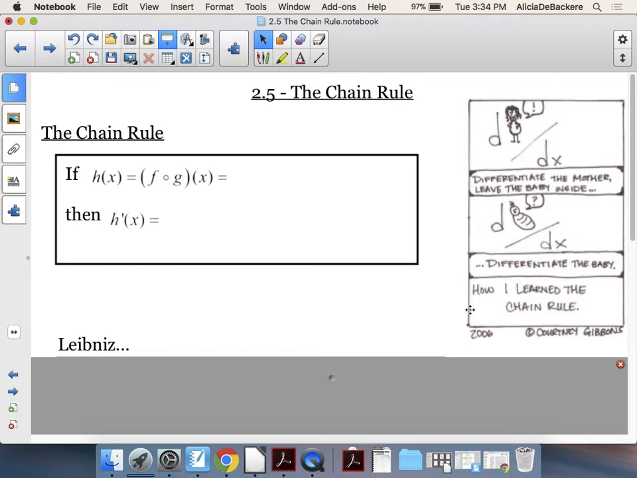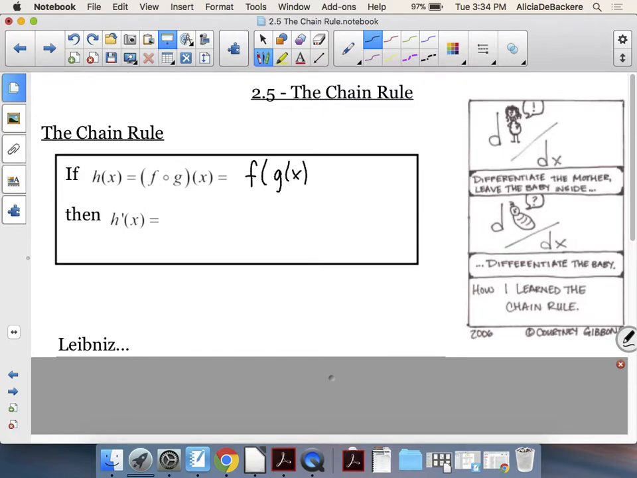So the chain rule is if I have h(x) and it's equal to f composed of g of x, that's the same as saying that h(x) is equal to f of g of x. And then to take the derivative of h(x), I take the derivative of the mother. Remember, the mother is f, so I take the derivative of the mother and I leave the baby g inside, and then I take the derivative of the baby. So this one's multiplication.